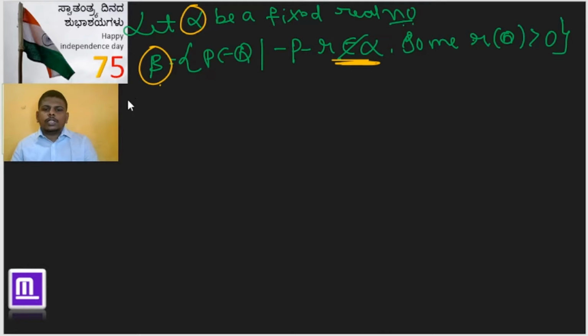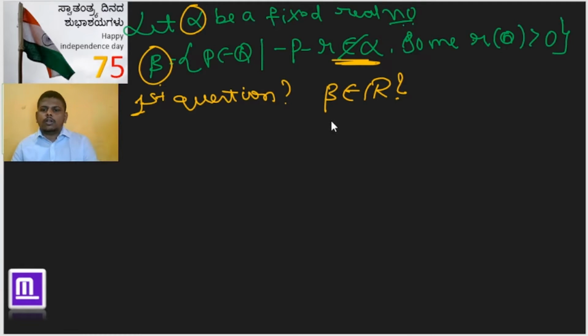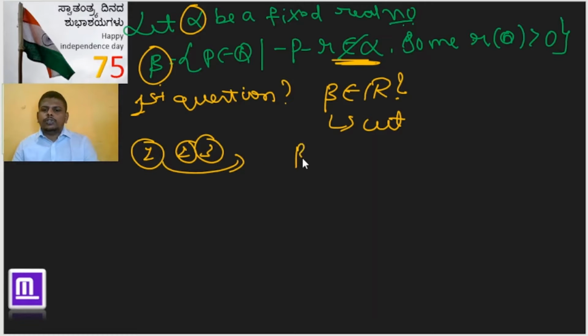So the first question is: is beta a real number or not? So how to check? We should check whether this is a cut or not. So the first property we should check, and then the second property, and then the third property. What is the first property? The first property we should check is that this set is not a null set, and that it is not the complete rational set, but a proper subset of the rational number set, right?